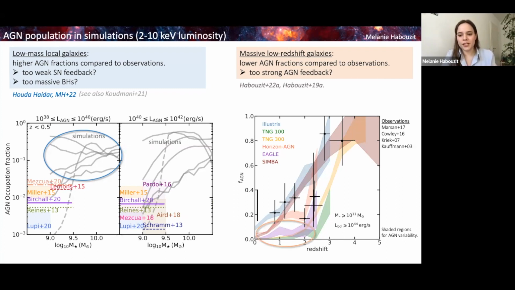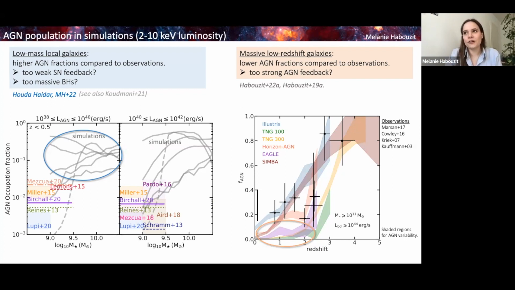But when we look carefully at what's happening below redshift 2, some simulations really do not have any AGN in those massive galaxies. And this is maybe due to a too strong AGN feedback. So we employ AGN feedback in the simulations to reduce the star formation rate of those massive galaxies, to produce this population of quiescent, quenched galaxies at low redshifts. But doing so, we also quench the AGN themselves a bit too much in some simulations. So this can also affect the population of AGN.